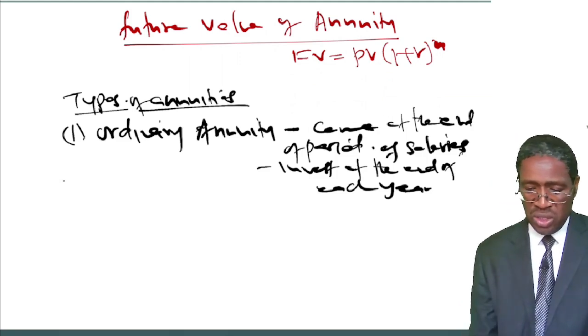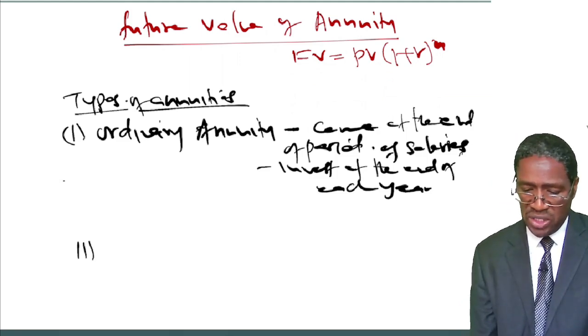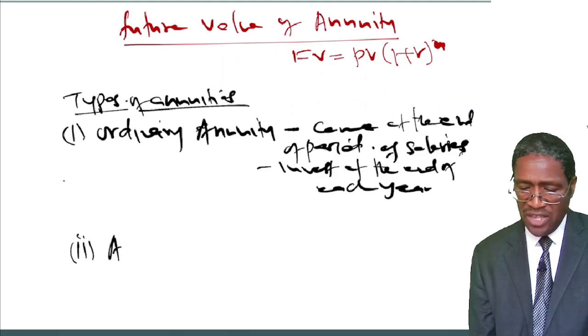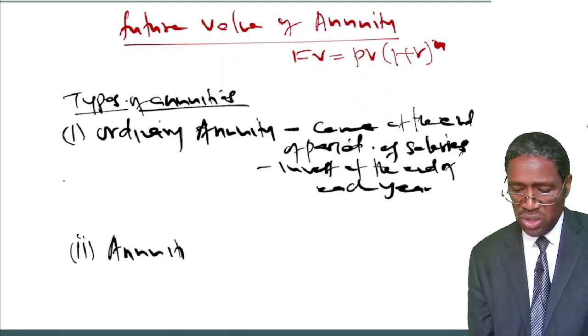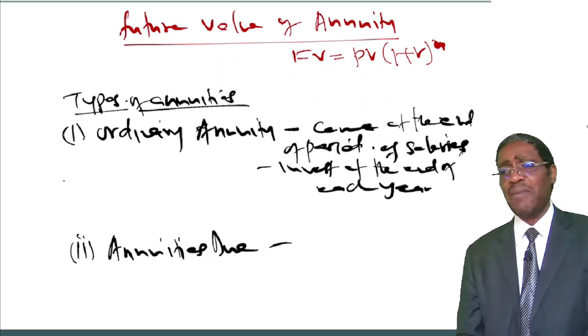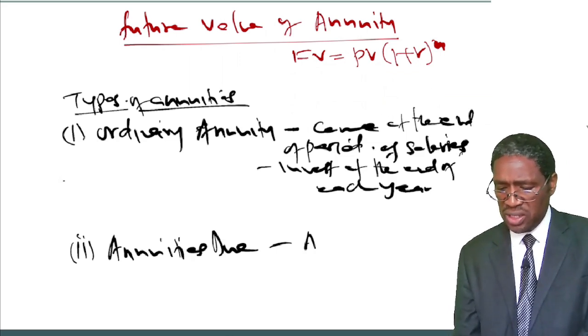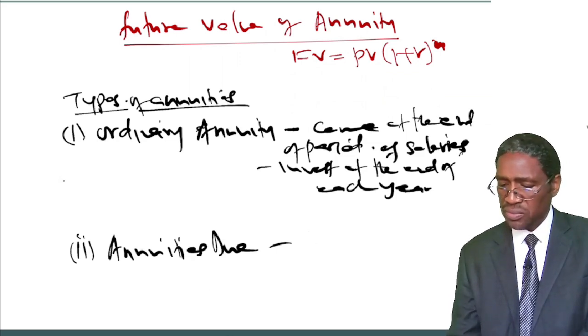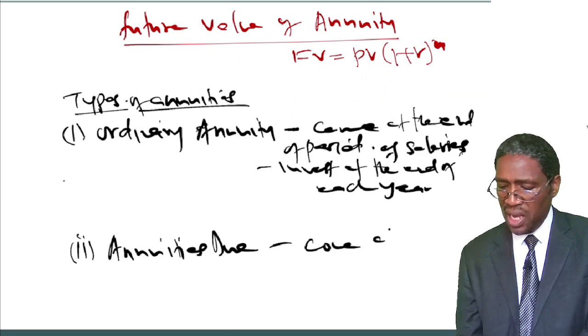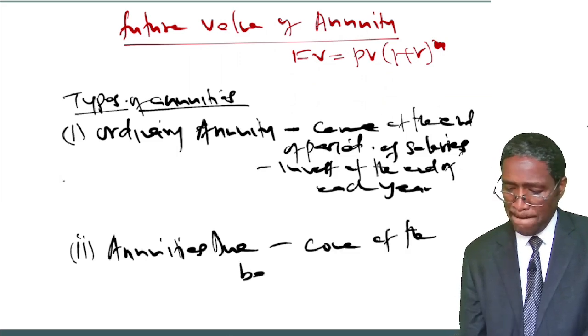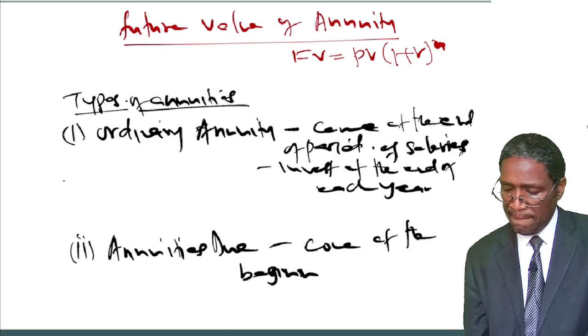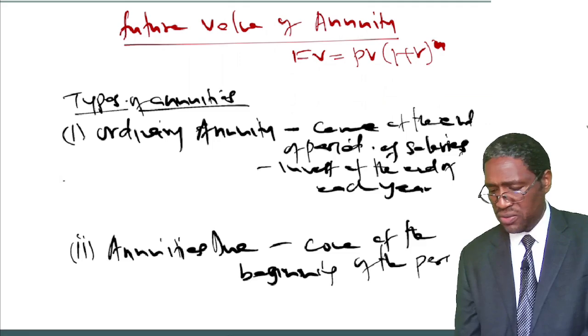Number 2 is the second type of annuity, which we are calling annuity due. Annuities due. And these are those amounts that come at the beginning of the period. Let me give you an example.